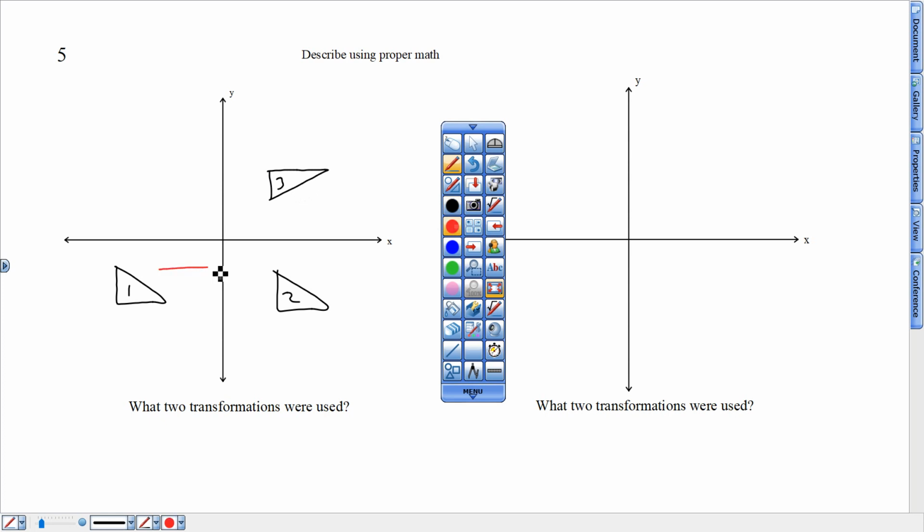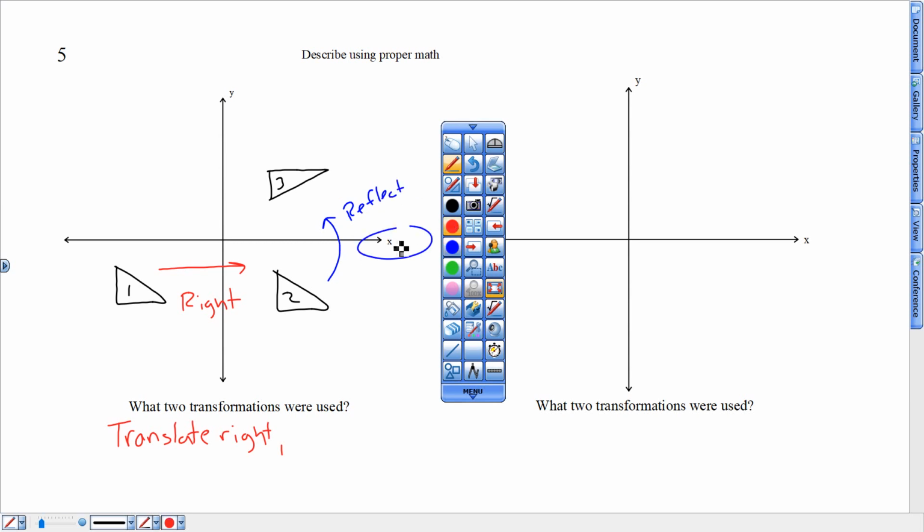This one is going to the right, and I've got to use this word. I've got to say translate right. Translate right. And then right there, this is a reflect. I'm reflecting this. Don't use the word flip, even though it looks like it's flipping over, which it really is. It's a reflect. And you've got to make sure you tell me which line it's reflecting over.